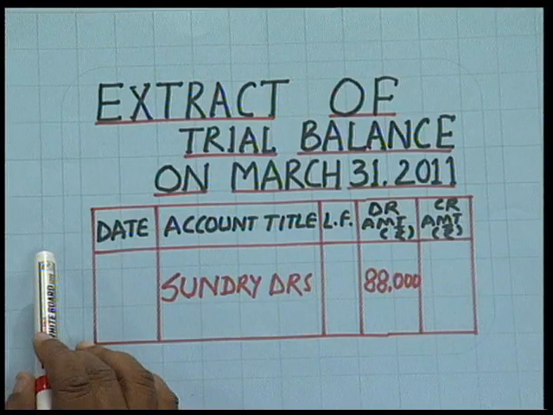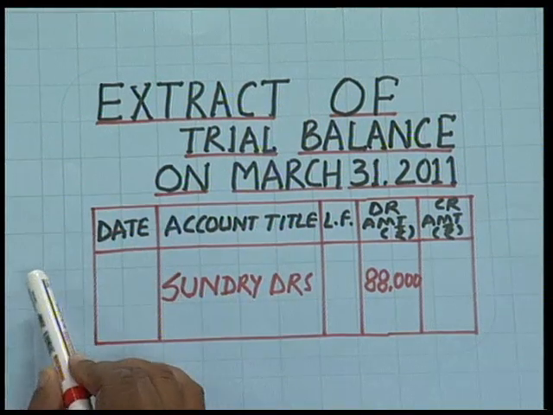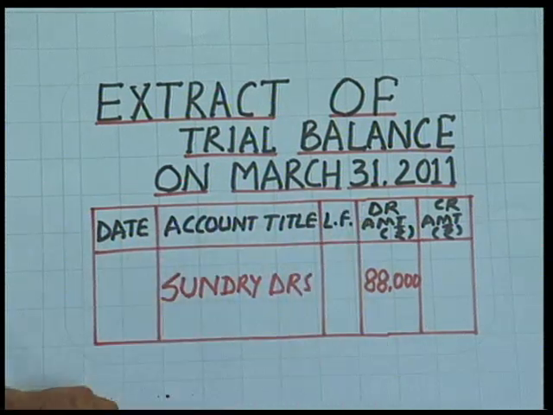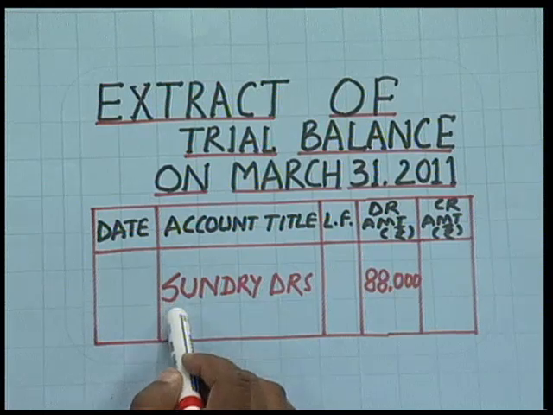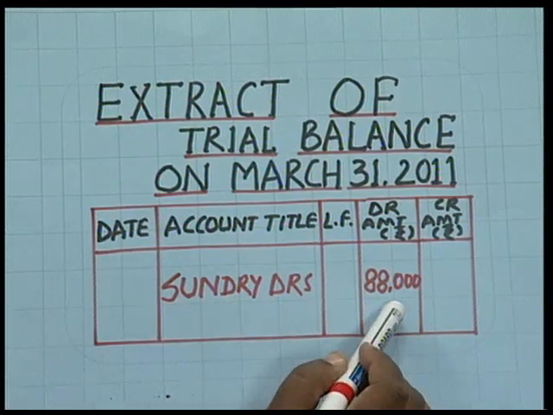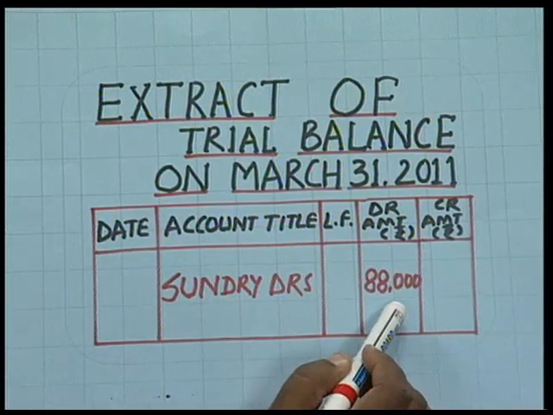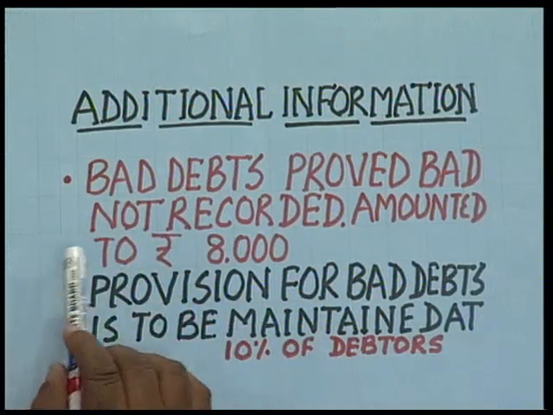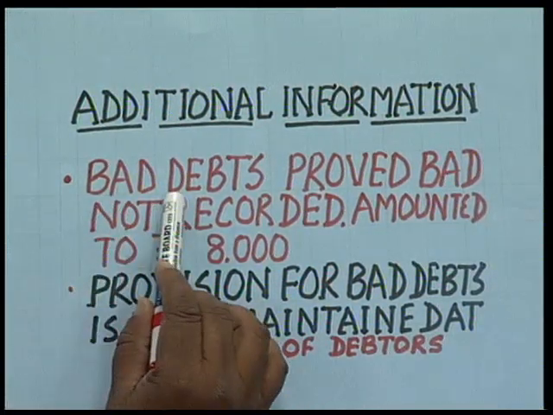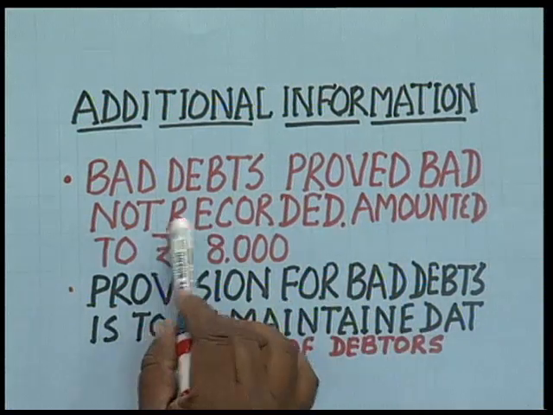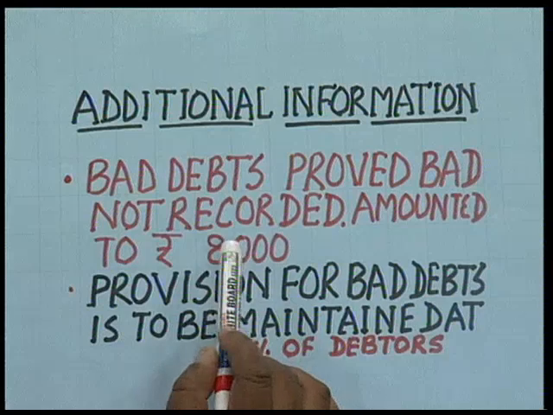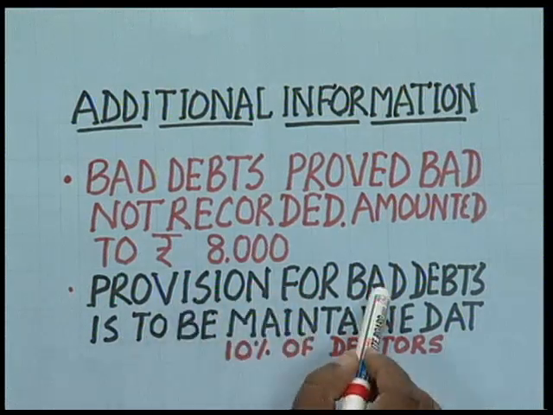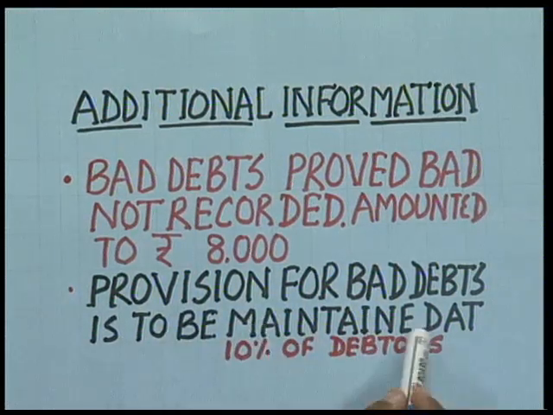Here I am giving you an extract of a trial balance on March 31st, 2011. In the figure it is given that the sundry debtors are valued at rupees 88,000. In the additional information it is further given that bad debts proved bad, which are not recorded, amounted to rupees 8,000, and a provision for bad debts is to be maintained at 10% of the debtors.